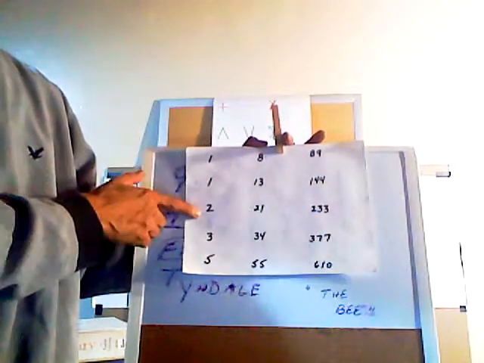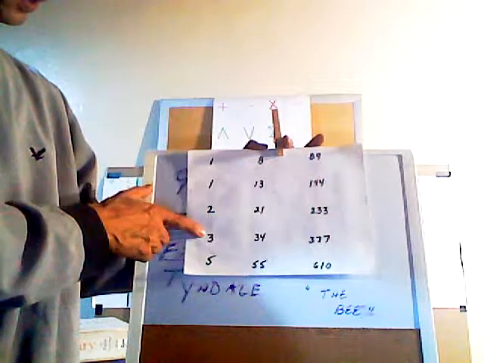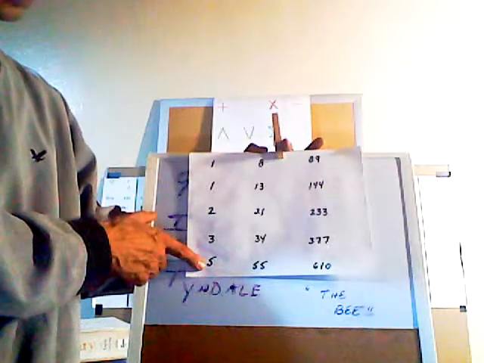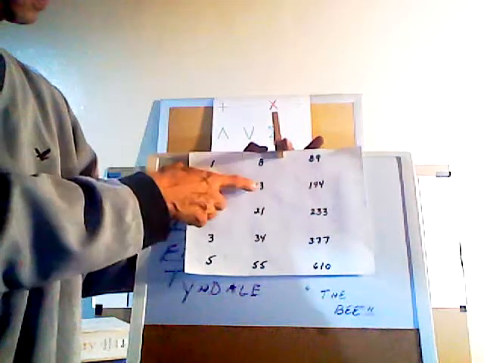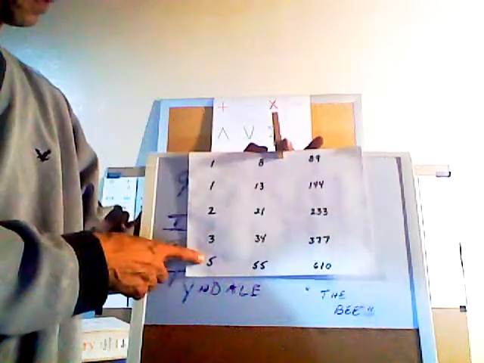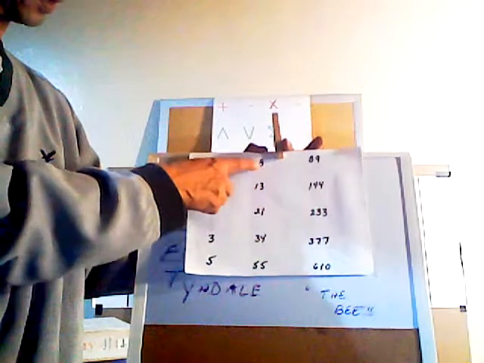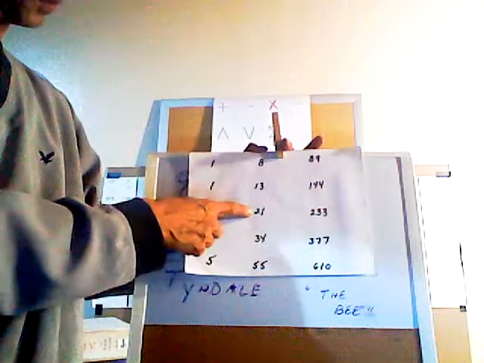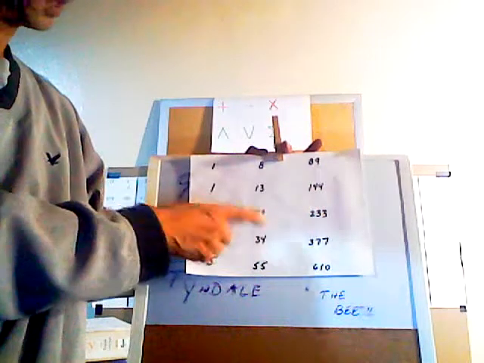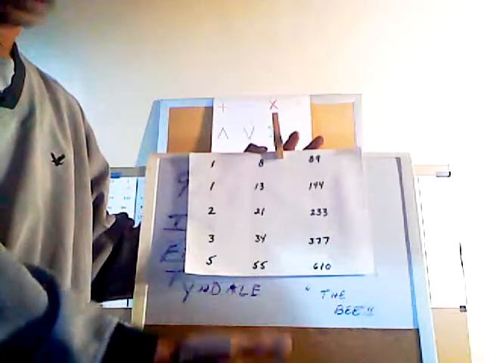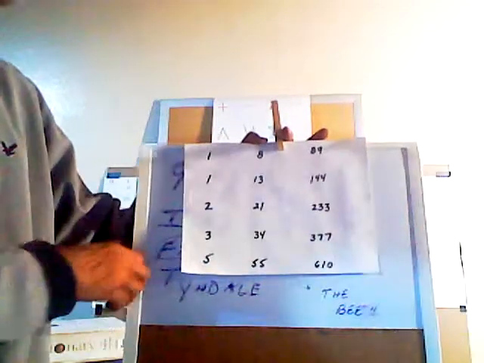1 plus 1 is 2. 2 plus 3 is 5. Remember the previous two numbers. So 5 plus 3 is 8. 13 is 8 plus 5. 21 is 13 plus 8. 34, 21 plus 13. 55, 34 plus 21. And so on. And you can just keep going on and on and on. This is an infinite series.